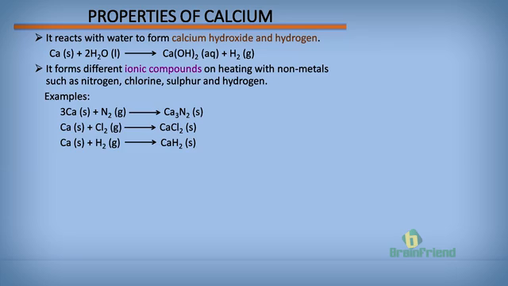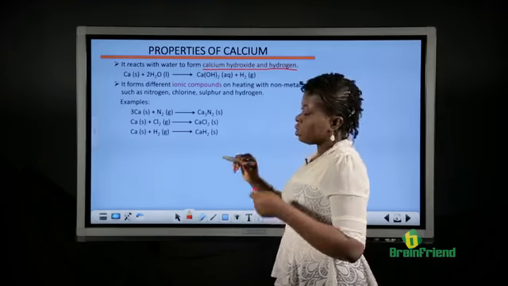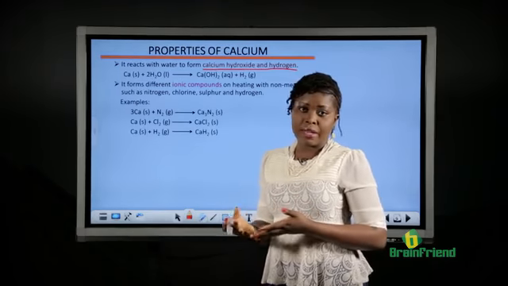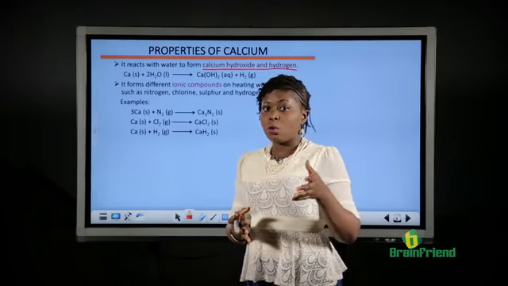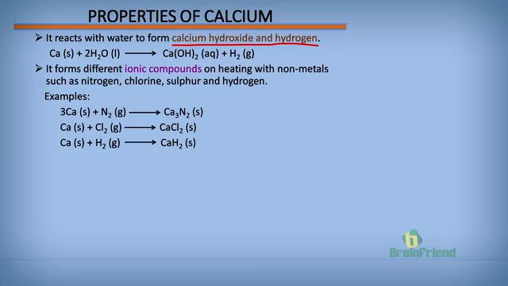Now, calcium reacts with water to form calcium hydroxide and hydrogen. As we said, it's a general property of these alkaline earth metals, okay? They form hydroxides with water, all right? So calcium reacts with water. As you can see in this equation, calcium with 2 molecules of water gives us calcium hydroxide.